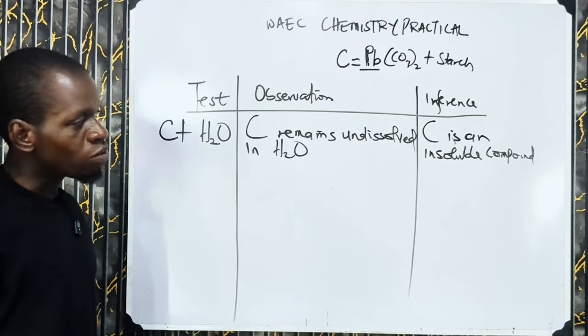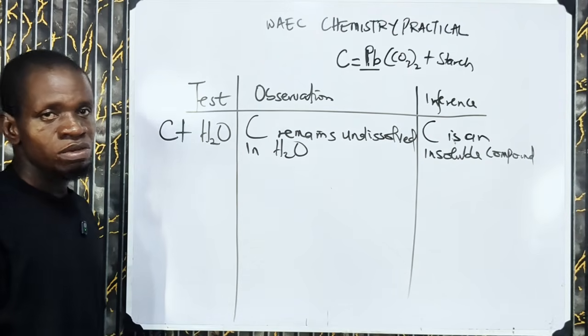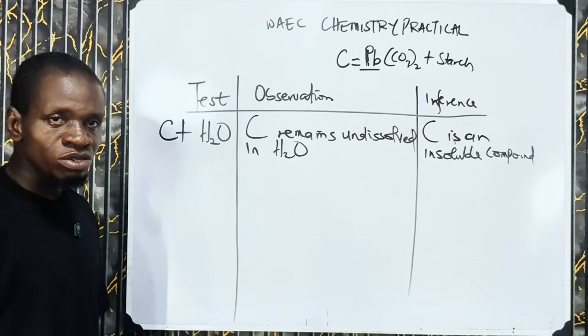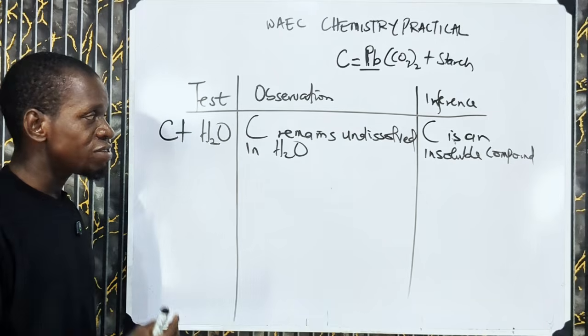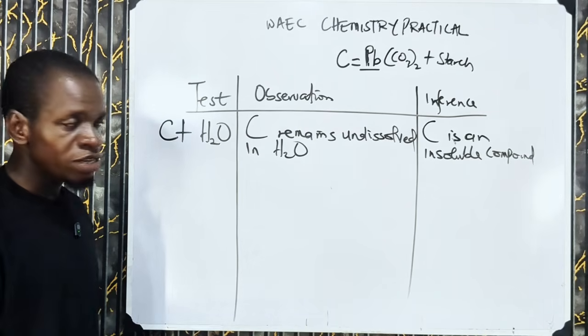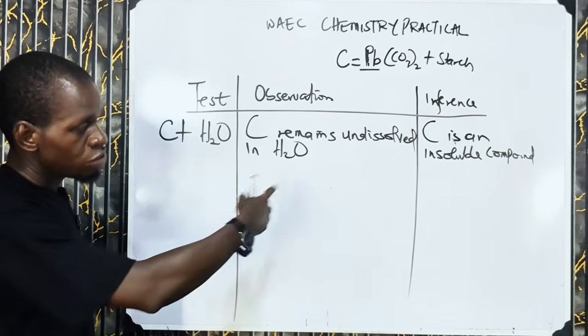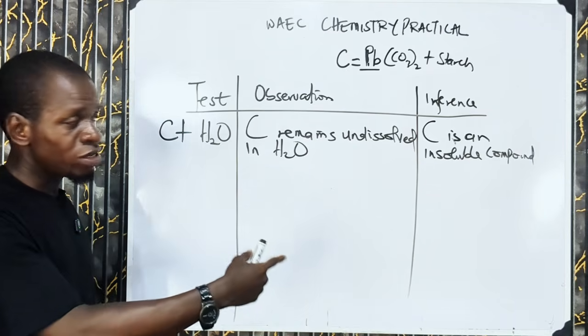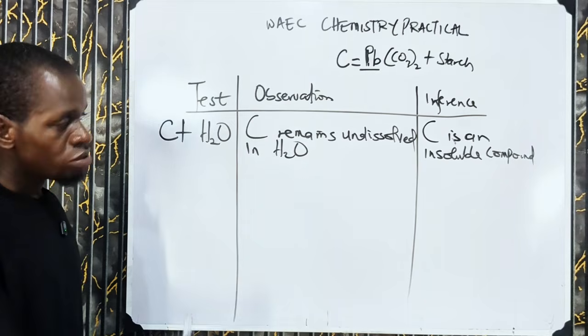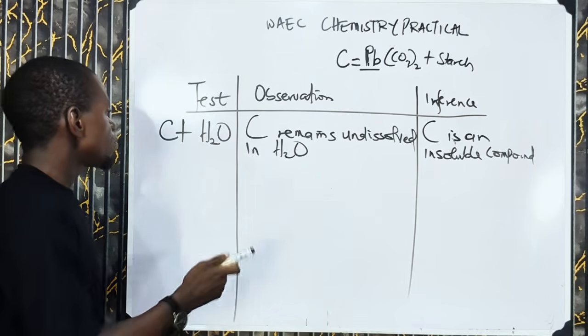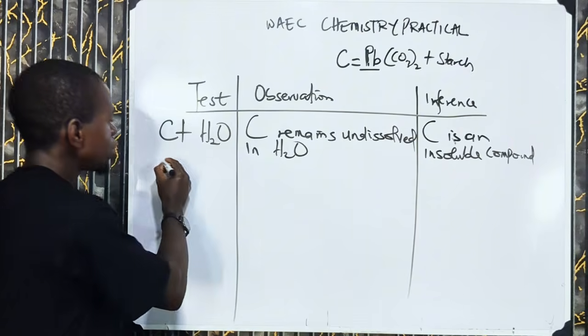Now, somebody may be wondering, why didn't I include the word mixture? Well, it depends on the instruction. If they say that it's a mixture of inorganic compounds, I can use the word insoluble mixture there if I want to. But this is okay. This is enough. Now, since this is not soluble, let's try something else.